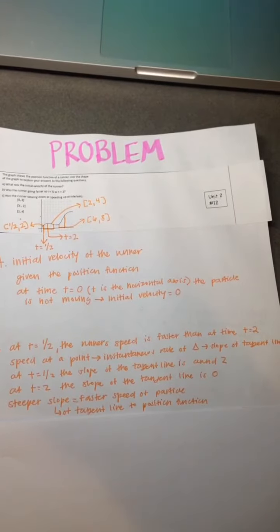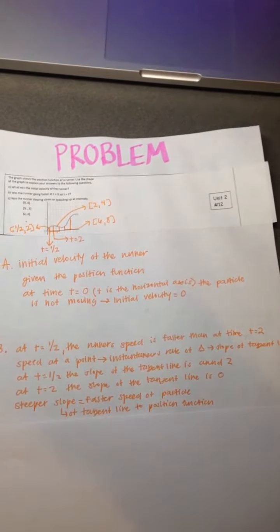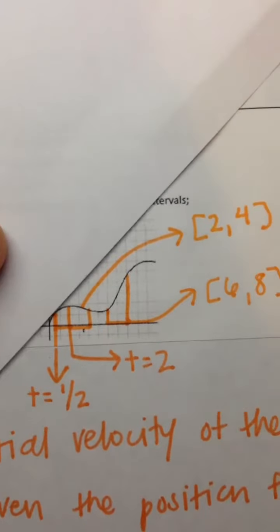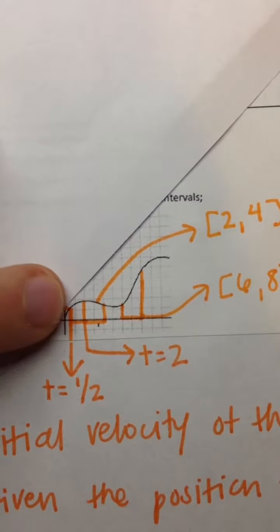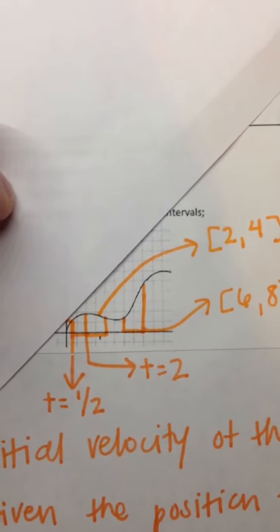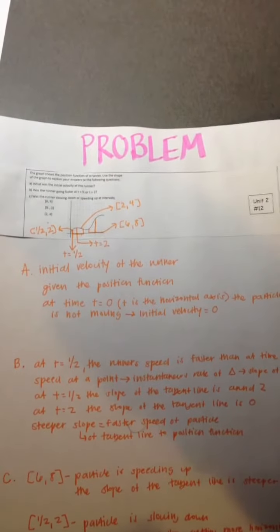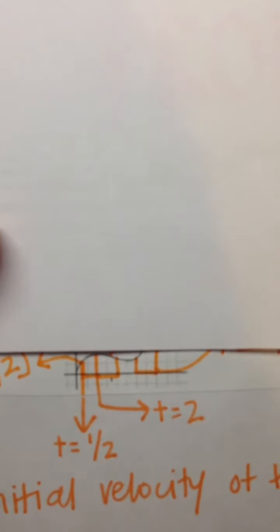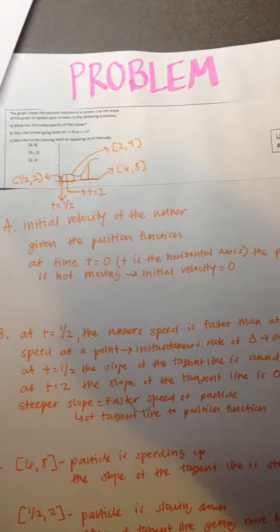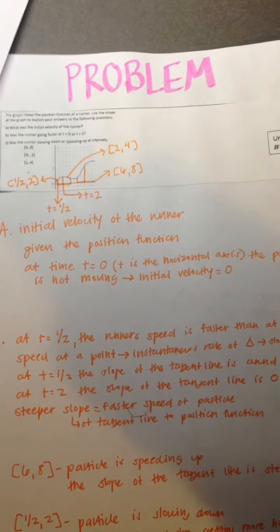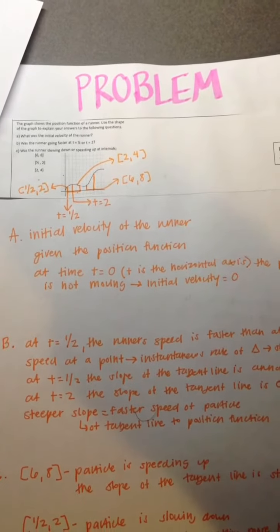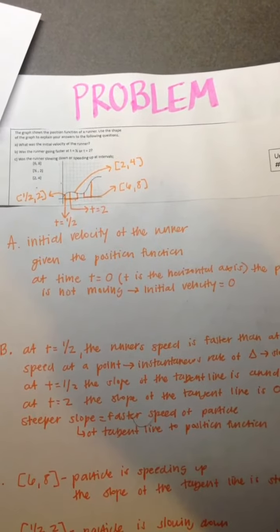At t equals 1/2, the slope of the tangent line is around 2. Right here, the slope of the tangent line, shown by this piece of paper, is quite steep. We could say it was around 2. At t equals 2, the slope of the tangent line is 0. The particle is right here, and you can use this piece of paper to find the tangent line approximately at this point, which is close to horizontal, which means the slope is close to 0. The steeper slope of the tangent line to the position function means a faster speed of the particle, and therefore at t equals 1/2, the runner's speed is faster.